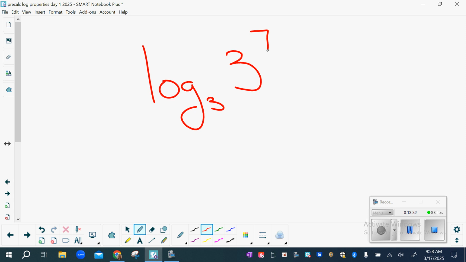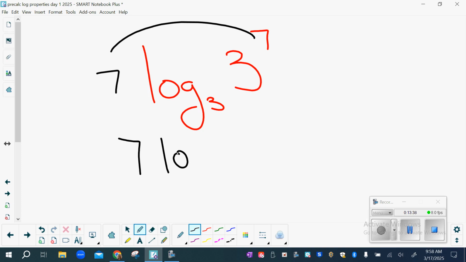Here's how. I'm going to take this exponent and drop it to the front, so I get 7 log base 3 of 3. How do I turn 3 into 3? What's my exponent? 1. So in other words, when you take a log of itself, it's just 1, and you're left with the exponent. Okay, I've got 3 more, and then we're done.